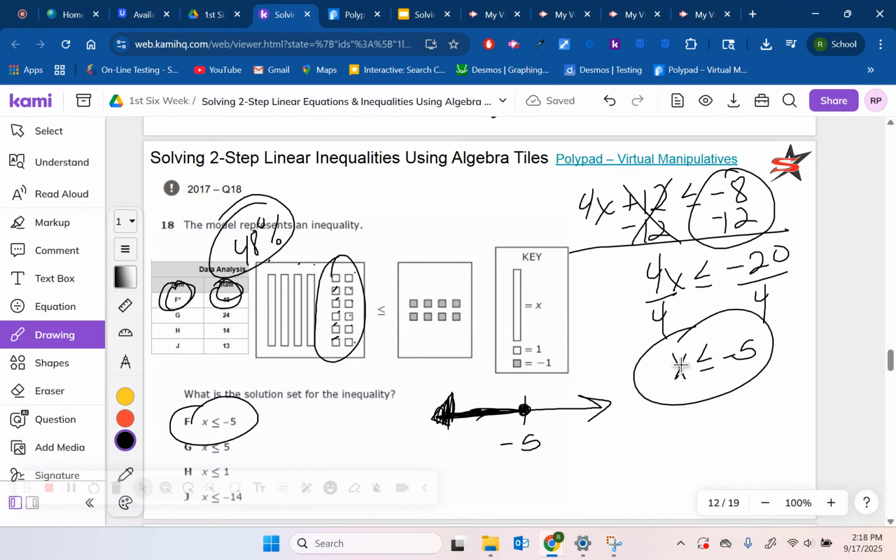If I plug in negative 6, is it smaller than negative 5? Yes. If I plug in negative 10 here, is it smaller than negative 5? Yes. If I plug in a 0, like 0 is over here, it doesn't work. If I plug in a 0 for x, is 0 less than negative 5? No, it's bigger. So the answer is anything on the left side. There you go. Easy peasy. Please use the tiles. They're extremely helpful.